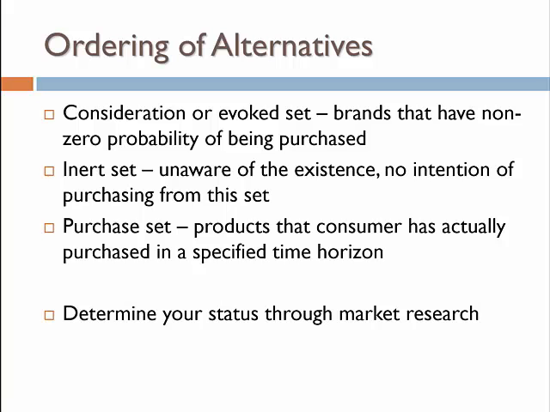The inert set is the set of products that customers are unaware of, and hence there is no chance that any product in this set will be purchased. Now, being in the inert set does not necessarily mean that the product is bad. The customer is not aware of it. It could just be that the firm has not made a reasonable effort to advertise and make people aware of the product's existence. Now, the purchase set, on the other hand, is a set of products that the consumer has actually purchased in a specified time horizon.